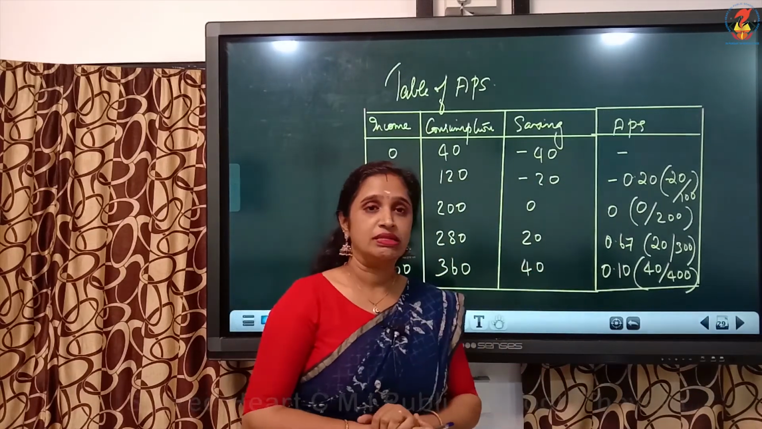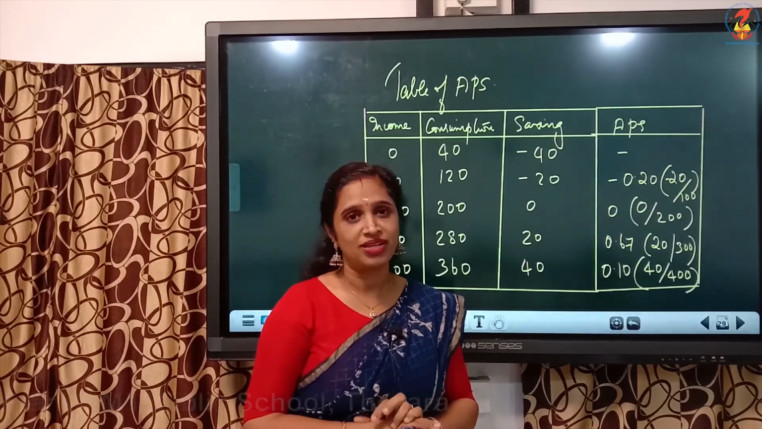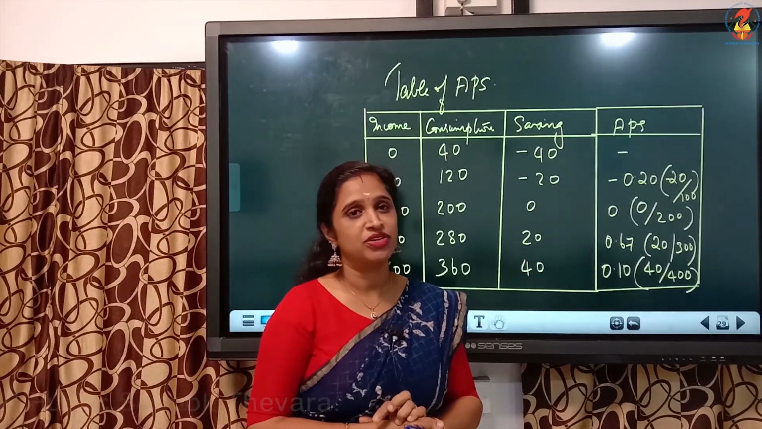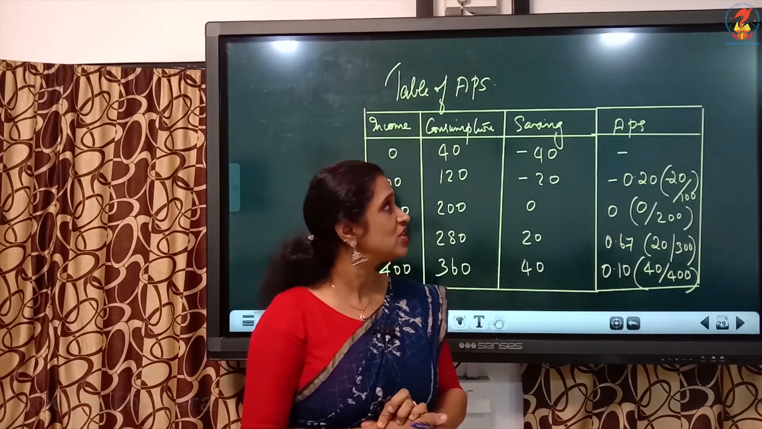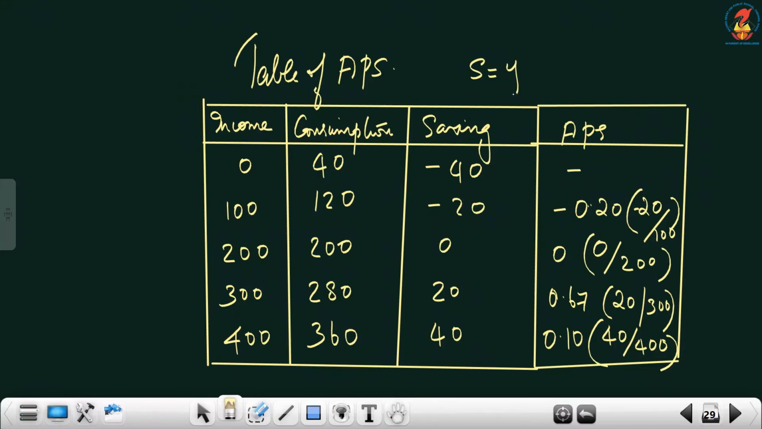Now let us learn the table of APS. To find out the table of APS, we need saving as well as income. But one component is very important that we have to include, that is consumption, because we can find out saving only with the help of consumption, where we write S is equal to Y minus C. So to formulate the APS table, we need saving, income as well as consumption. Now, the first level of income, the same table I have taken, the consumption is 40, saving is minus 40. Now this saving is due to autonomous consumption.